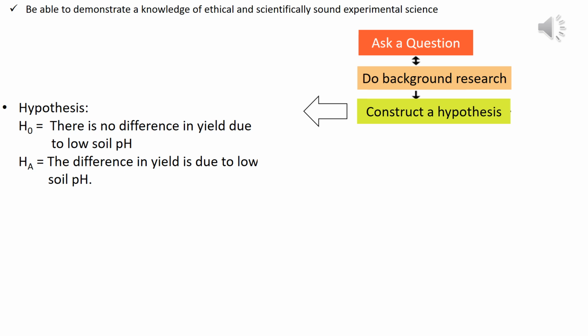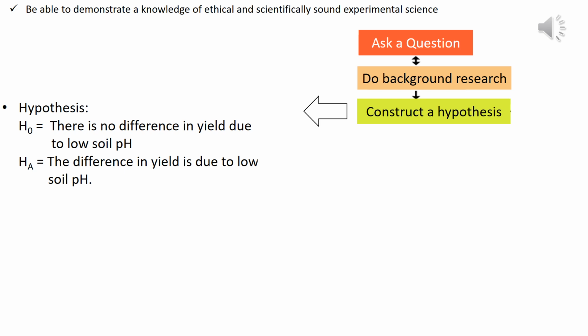H0 denotes the null hypothesis, and the null hypothesis always states that the factor you are testing will not be the cause of the variation. That is, when you conduct your experiment using a scientific method, the null hypothesis will be that there will be no difference between treatments. In this example, the difference in yield is suggested to be because of low soil pH. Therefore, the null hypothesis states that there is not any difference in yield due to low soil pH.